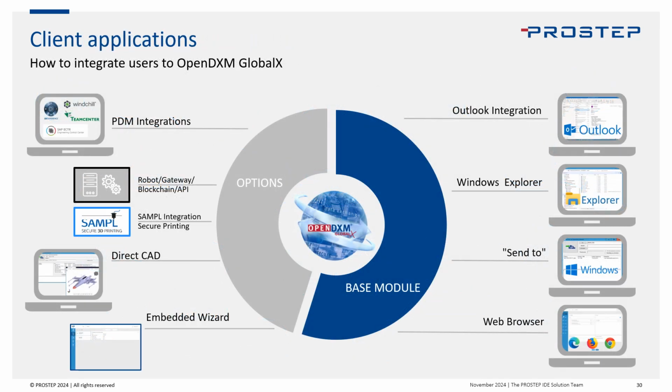OpenDXM GlobalX has a variety of different integration points and client applications. Outlook is a big one. This is how most people send files, and it could be a very gaping security hole, where you can filter it so that all the files need to go through GlobalX. It also has Windows Explorer integration, like a Dropbox-like functionality.